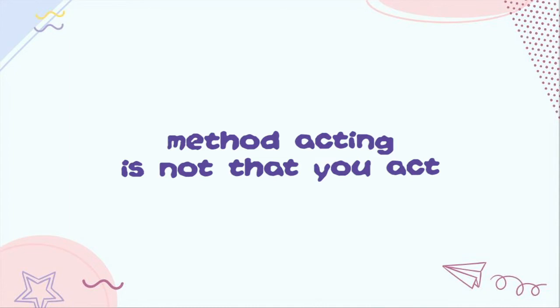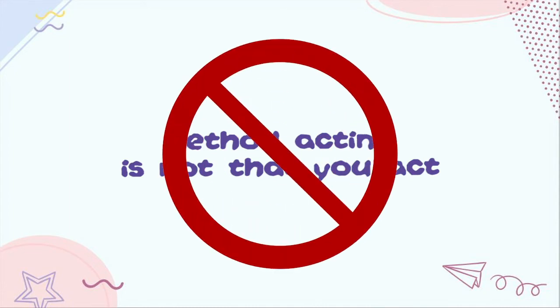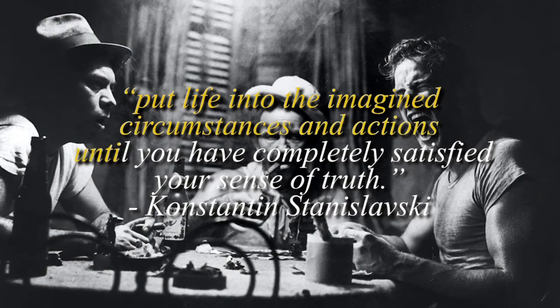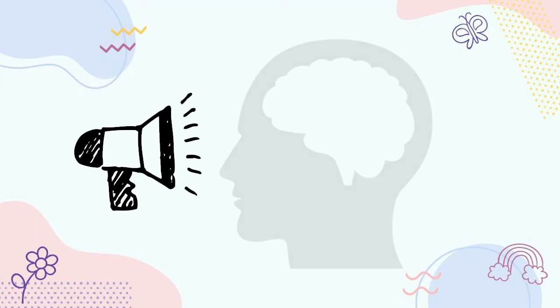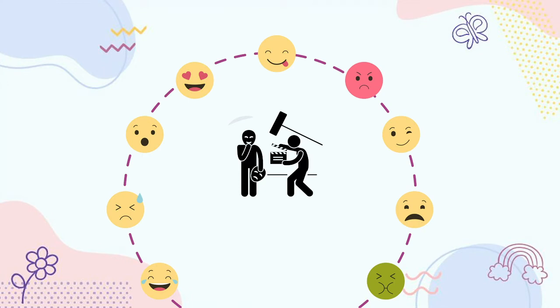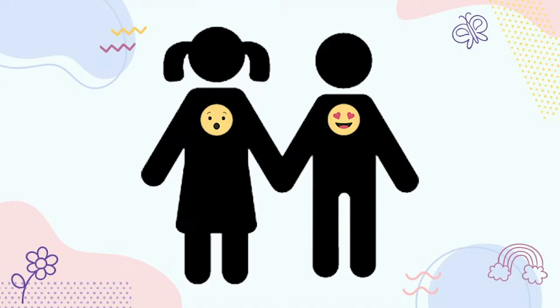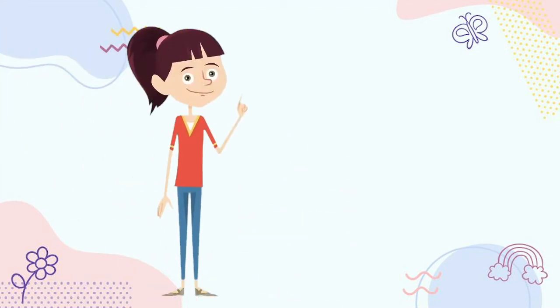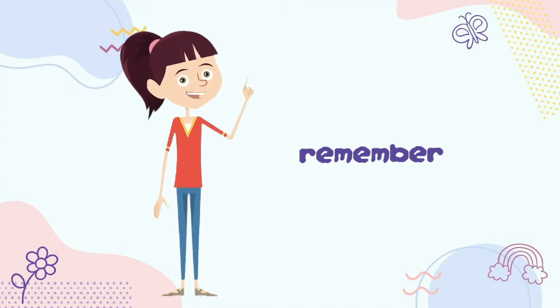By the way, method acting is not that you act, but rather that you put life into the imagined circumstances and actions until you have completely satisfied your sense of truth. It is also called affective memory. This technique asks us to forget about acting out emotions. Feeling emotion is such an inner part of the human experience that it is at the same time universal and difficult to fake. Because it is universal, you don't have to fake it, just remember it.